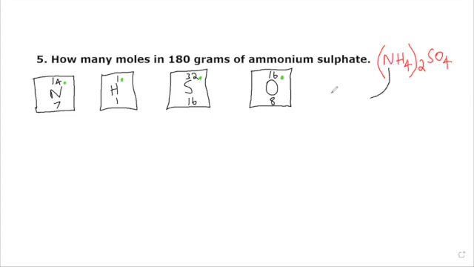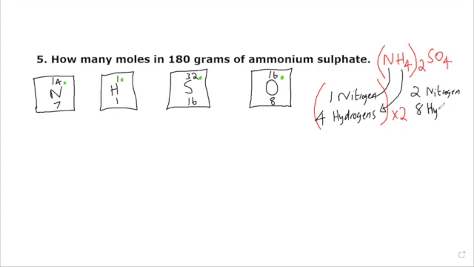We need to work out how many nitrogens there are. So inside the bracket there is 1 nitrogen and there are 4 hydrogens inside that bracket. But everything inside the bracket has been doubled. So you have to multiply the nitrogens by 2 and the hydrogens by 2. So we have 2 nitrogens and 8 hydrogens. Then if you look at the sulfur, there is 1 sulfur. And then if you look at the oxygens, there are 4 oxygens because there's a little 4 after the oxygens.